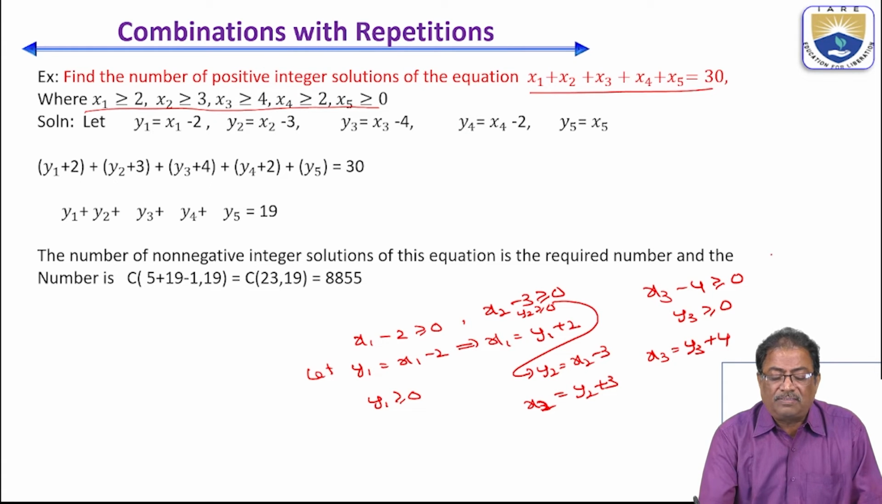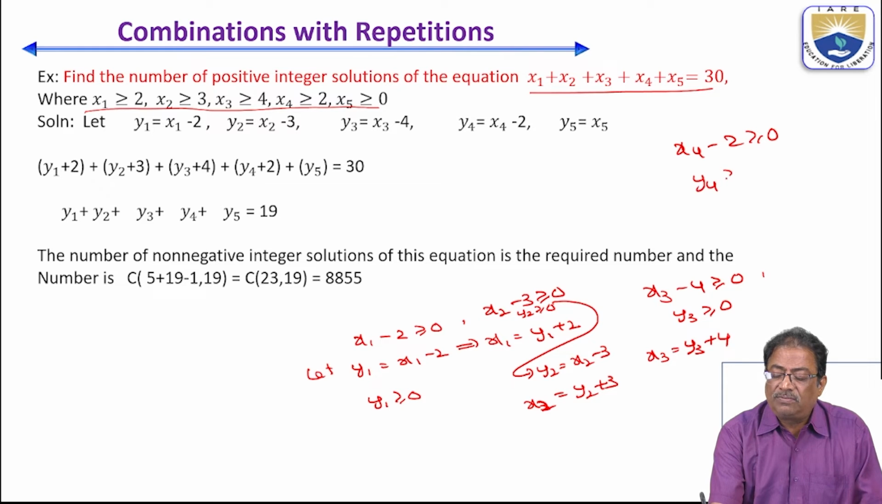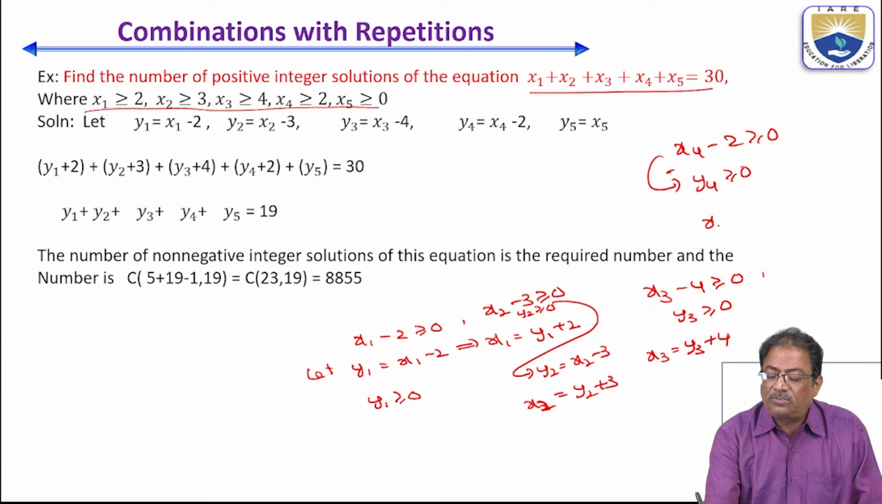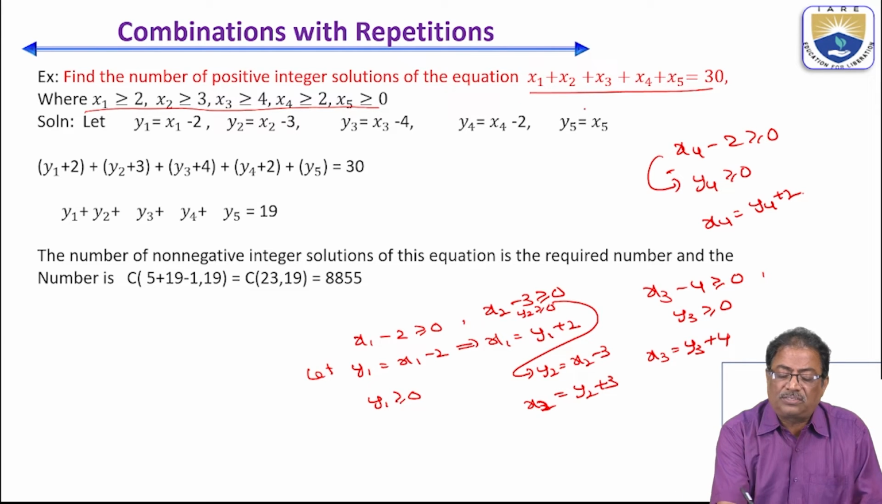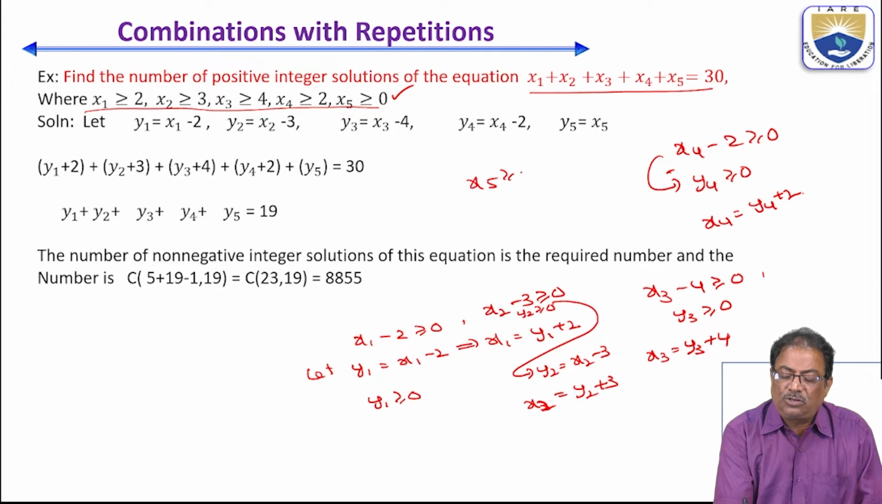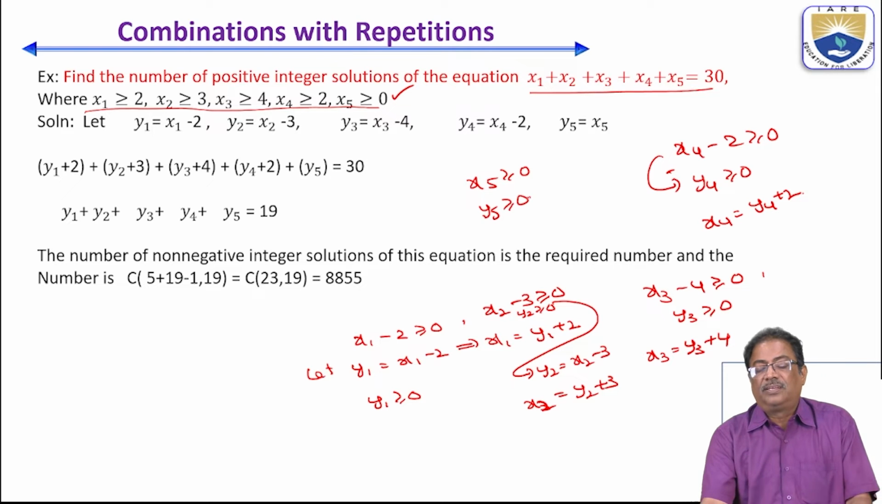And another one is x4. We consider x4 minus 2 is greater than or equal to 0. So this is y4, which is greater than or equal to 0. So we are considering like this, so x4 is y4 plus 2. And of course the last condition is x5 is greater than or equal to 0. We can take it like this, or else we can convert x5 is equal to y5, so y5 is greater than or equal to 0.